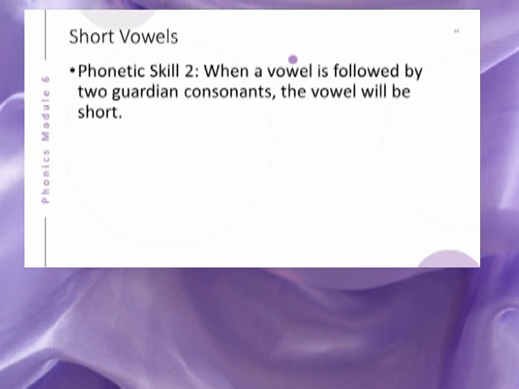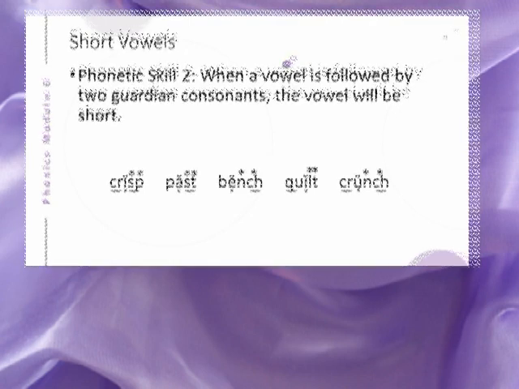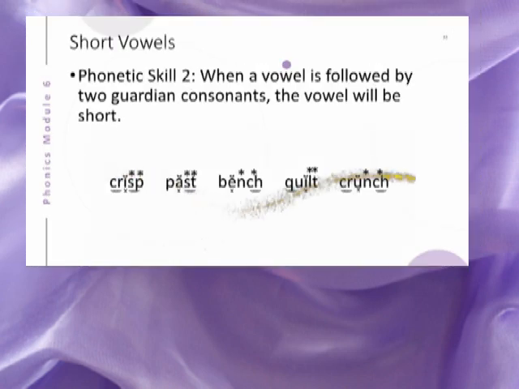This is another skill to help you determine when the vowel in the word or syllable is short. When a vowel is followed by two guardian consonants, the vowel will be short. Let's look at some examples using one-syllable words. To see how these markings were made to prove the short vowel sound, watch the document camera short on Phonics Skill 2.